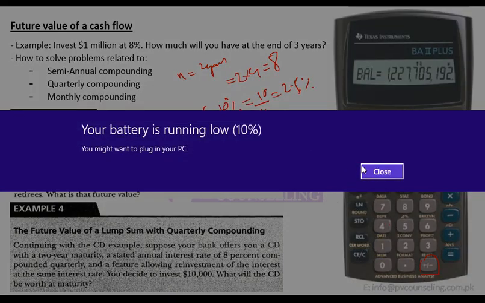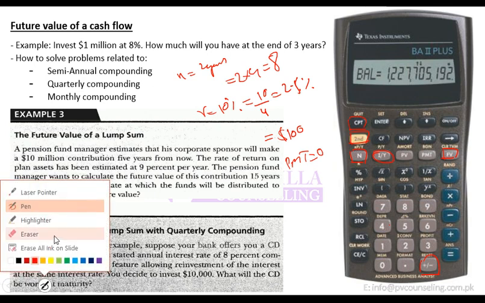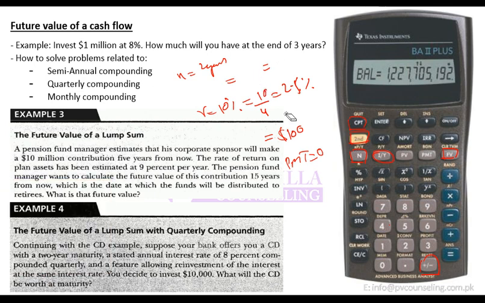Why? Because this is a quarterly compounding. Then if I tell you that this is not even a quarterly compounding, this is a monthly compounding.